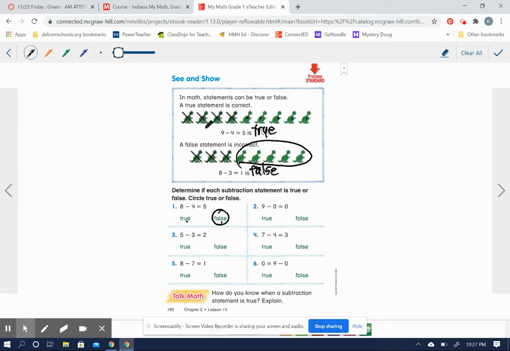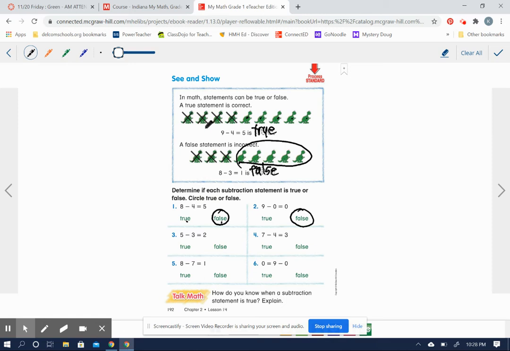Okay, look at number 2. 9 minus 0 equals 0. Is that true or false? Well, let's see. If I have 9 and I don't take any of them away, is that 0? Does that leave 0? No, that would be false, isn't it? Okay. Is there a way you could make that one correct? What if we said 9 minus 9 equals 0? Then it would be true, wouldn't it?